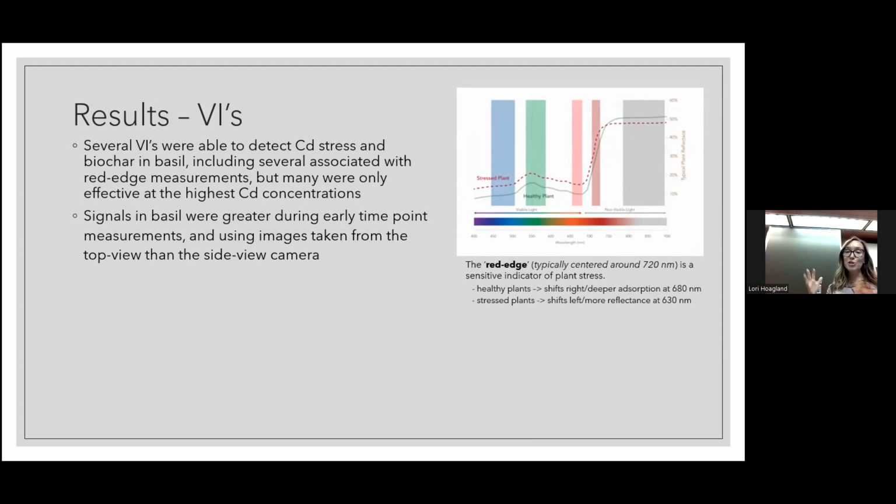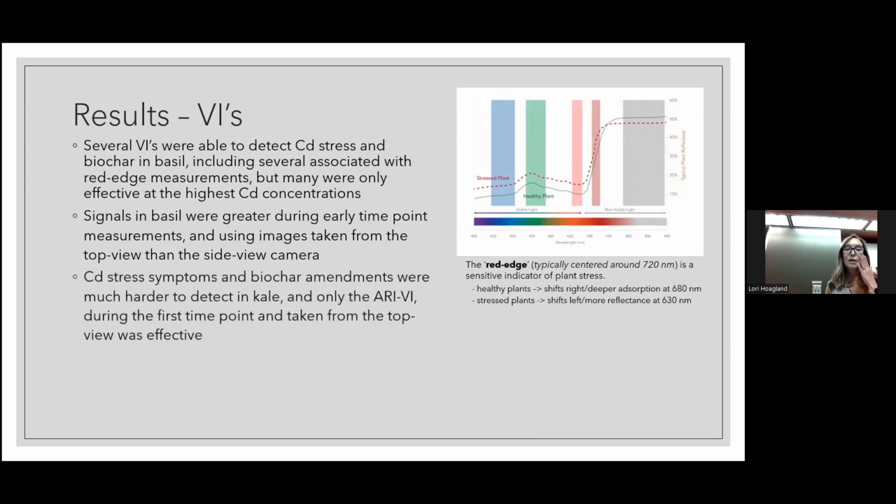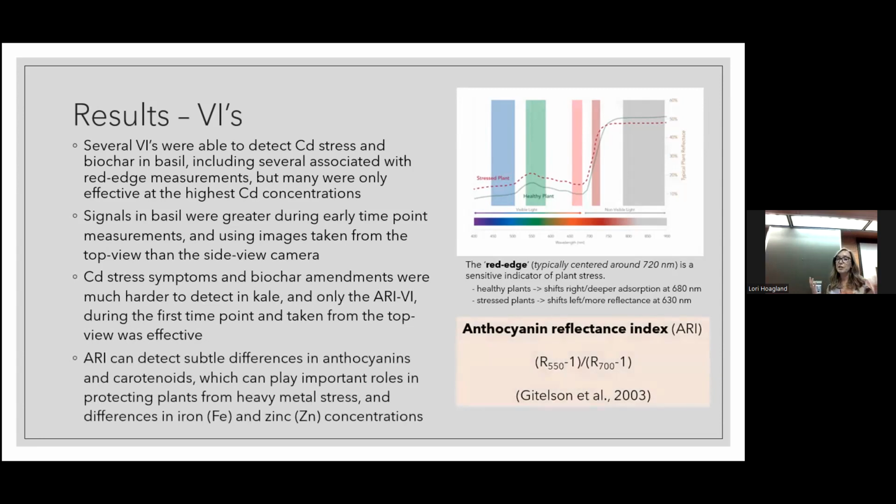And the images taken from the top view were much stronger and greater resolution than the images from the side view. So cadmium symptoms and biochar amendments were much harder to detect in kale, but there was one that was valuable. This is the anthocyanin reflectance index that we could detect at the first time point and also then taken from the top view. And this was one that also worked in basil. And so we could conclude that really this anthocyanin reflectance index, this is the formula that you can use to detect that, was the most helpful in our study.